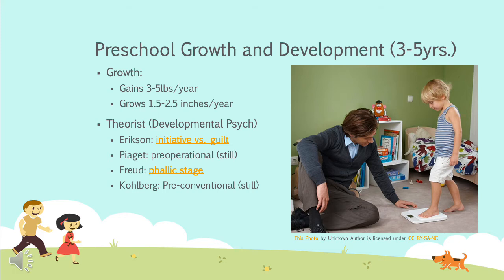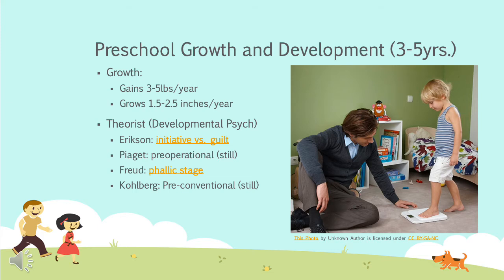Preschooler growth and development. So again, this is age 3 to 5, and the gain is going to be easy to remember because they're going to gain about 3 to 5 pounds each year. They will grow about 1.5 to 2.5 inches each year. Again, the best thing to do is to plot them on the CDC growth chart, which we'll go into.